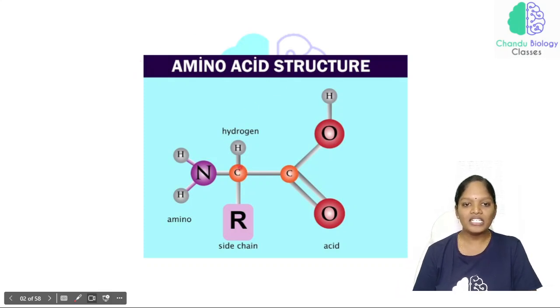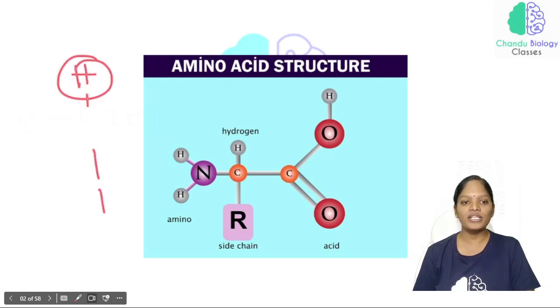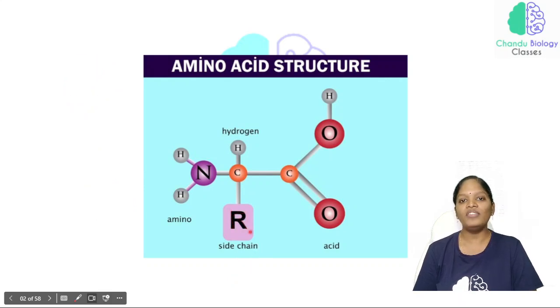And this is the basic structure of an amino acid. We have a central carbon atom, and on the left side we have the amino group, and on the right side we have the COOH group, which is the carboxylic group. On the upper side we have a hydrogen, and on the lower side we have an alkyl group. This R is called the side chain, and this R can be replaced by some other alkyl group.